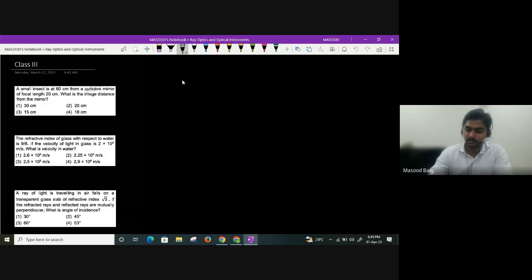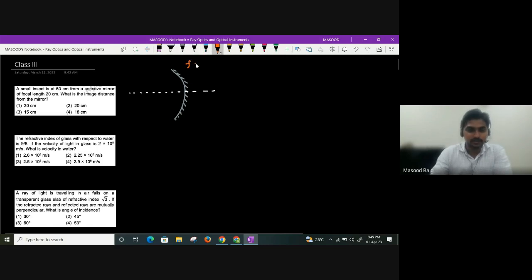Direct question again, guys. Concave mirror when I take, right? Concave mirror when we are taking, guys, it is a part of a sphere. Outer surface will be silvered. You are going to have principal axis. Focal length of concave mirror will always be negative. It will be minus 20 centimeters.